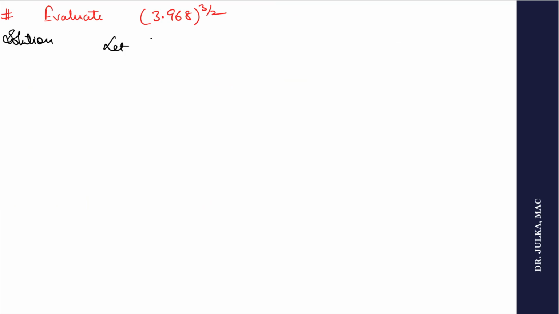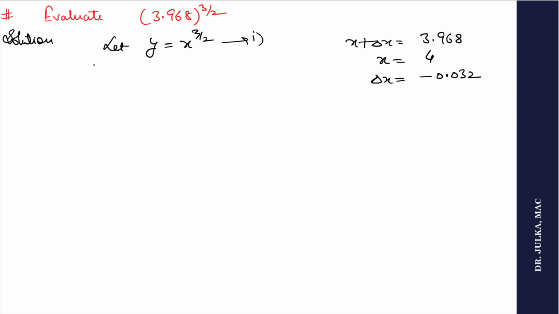Let y equals x raised to the power 3 by 2. In the question, we take x plus delta x, which is 3.968. Here we can calculate 3 by 2 power easily for 4. So x is 4 and delta x is minus 0.032. Increase x by delta x and y by delta y, and we'll get y plus delta y equals x plus delta x whole raised to the power 3 by 2.